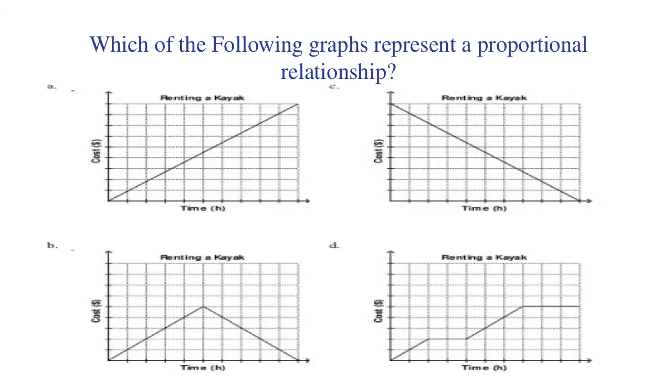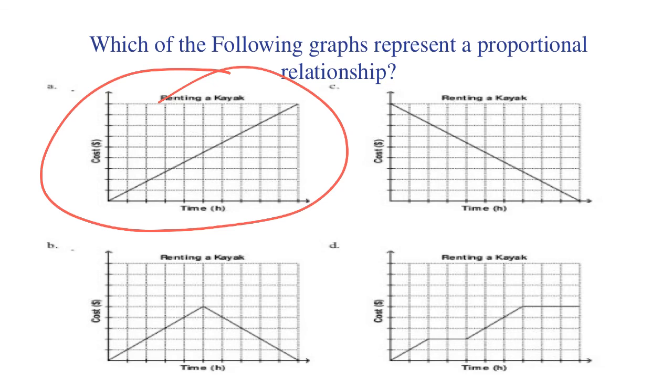Which of the following graphs represents a proportional relationship? Well, it's only this one here. Straight line, yes, but doesn't go through the origin. Not a straight line. And it is a line with multiple steps, so not proportional.